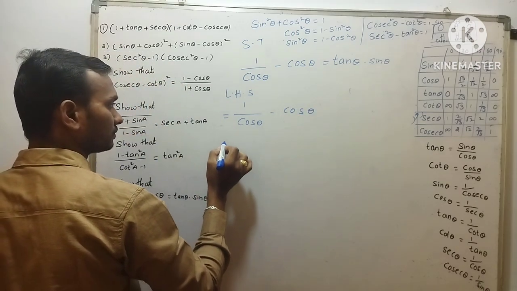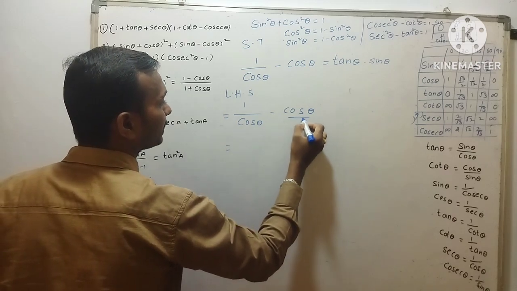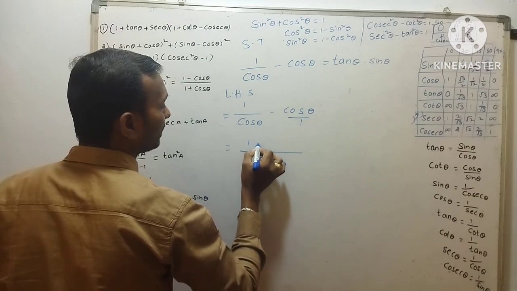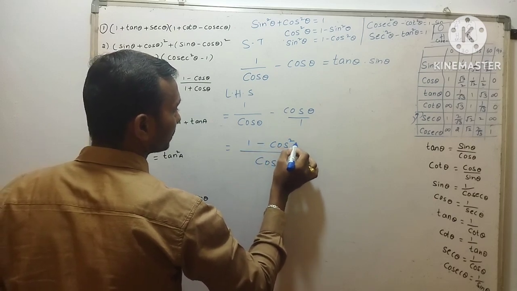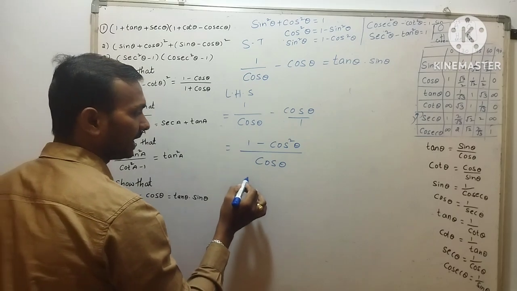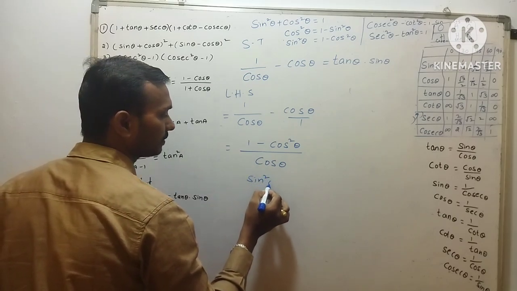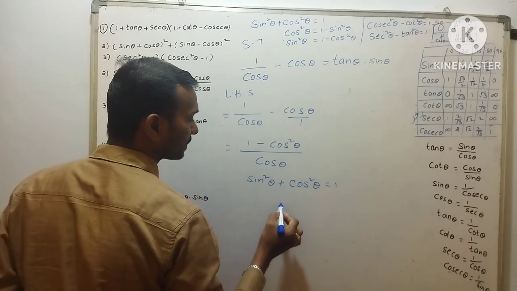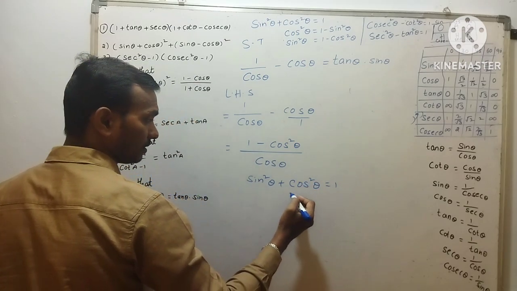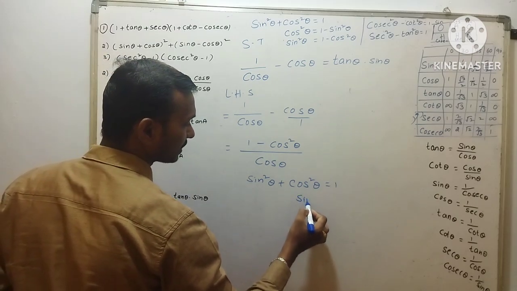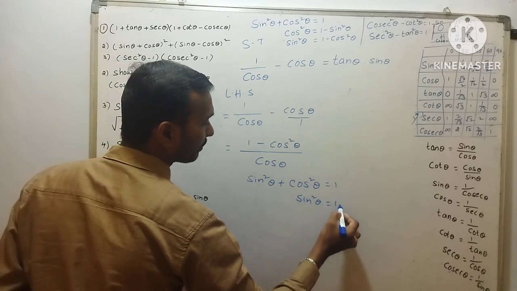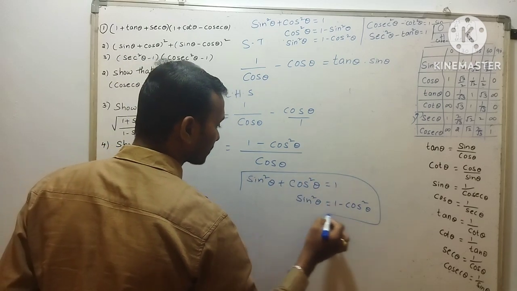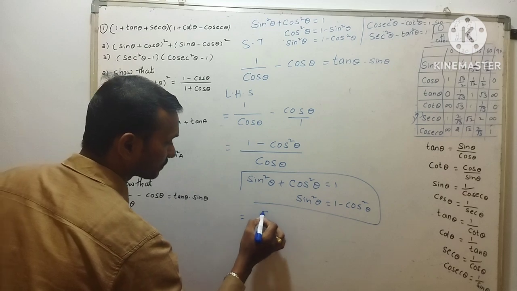So now here you take the LCM. Cos theta is our LCM. 1 minus cos square theta you will get. So we have an identity: sin square theta plus cos square theta is equal to 1. That is, if cos square theta goes to the right side, sin square theta is equal to 1 minus cos square theta. So in the place of 1 minus cos square theta, we can write sin square theta.